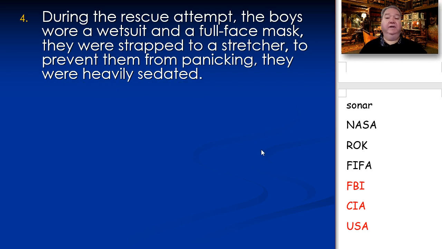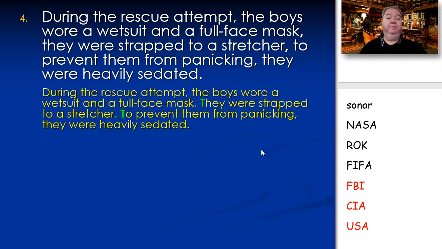We can separate them. During the rescue attempt, this is not a comma splice. The boys wore a wetsuit and a full face mask. Period. New sentence. They were strapped to a stretcher. Period. New sentence. To prevent them from panicking, they were heavily sedated. Notice we don't say they were strapped to a stretcher to prevent them from panicking. That's not why they were put on the stretcher.